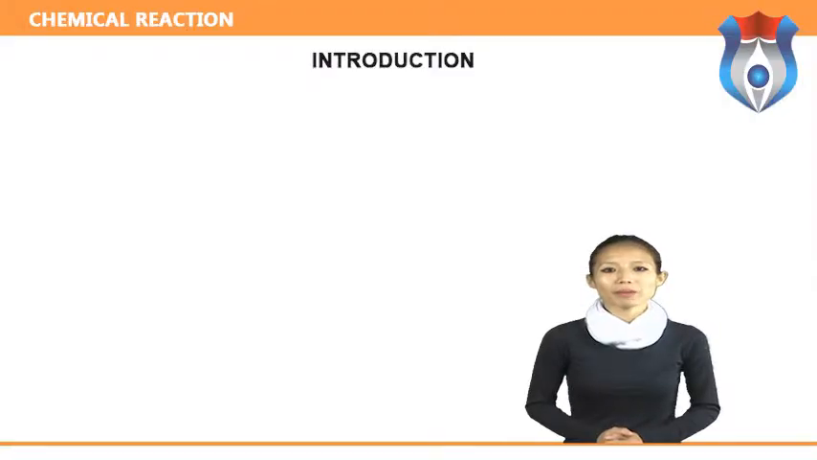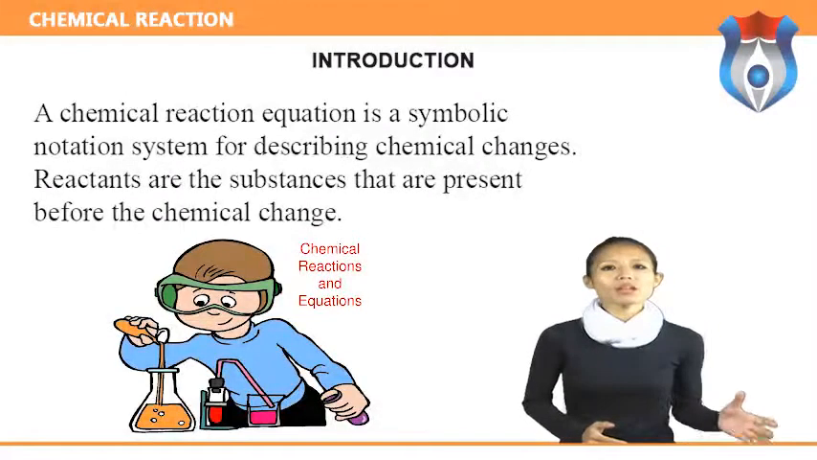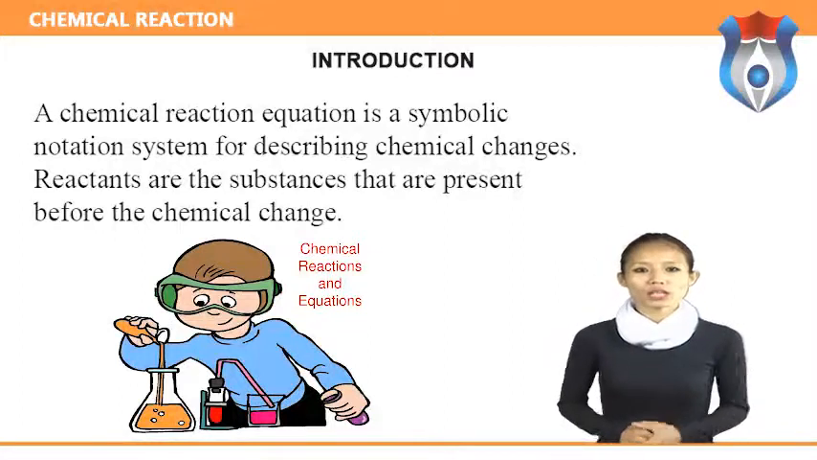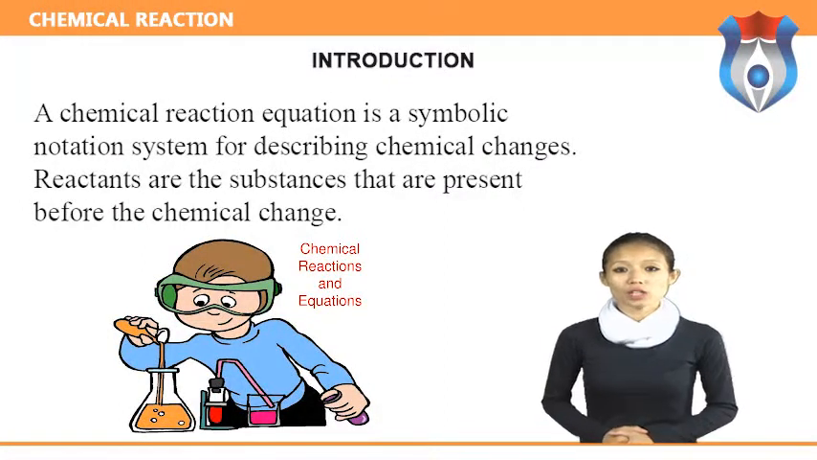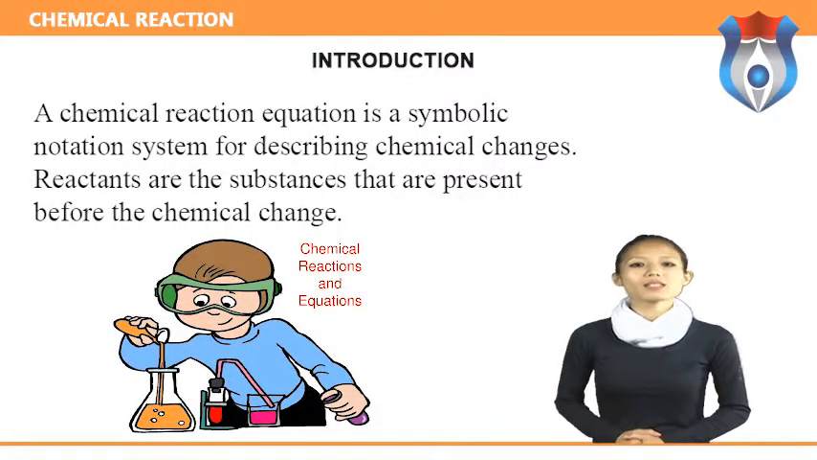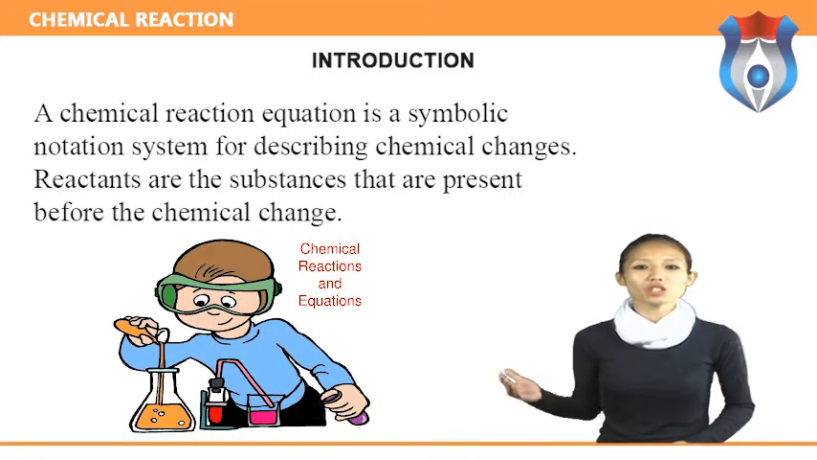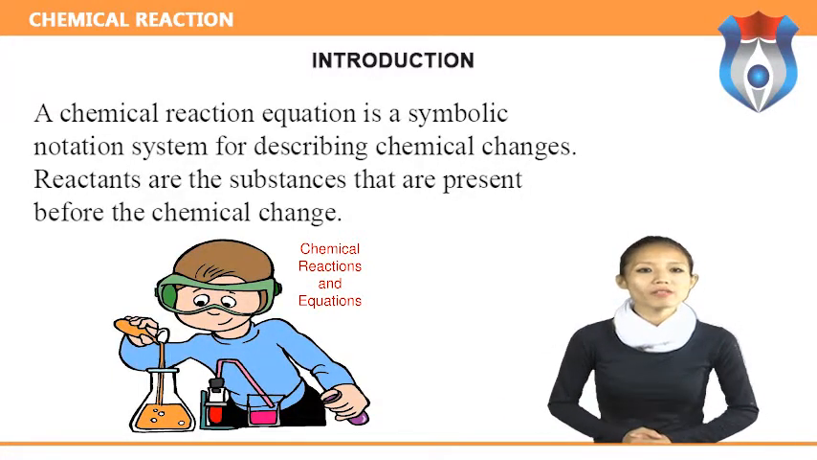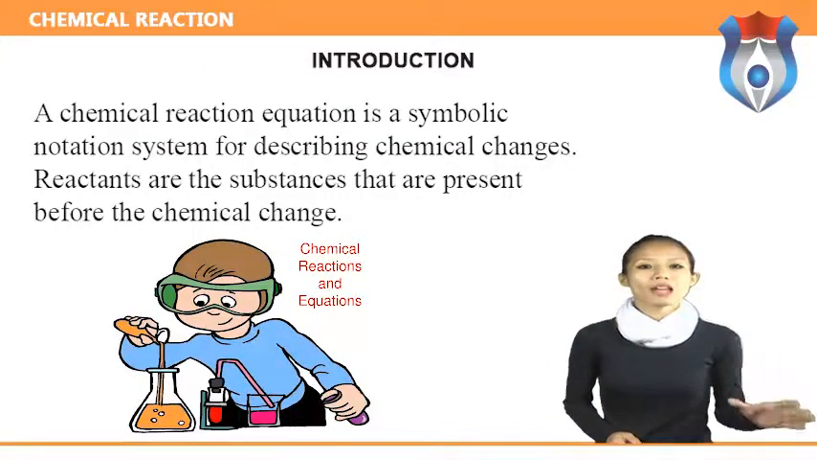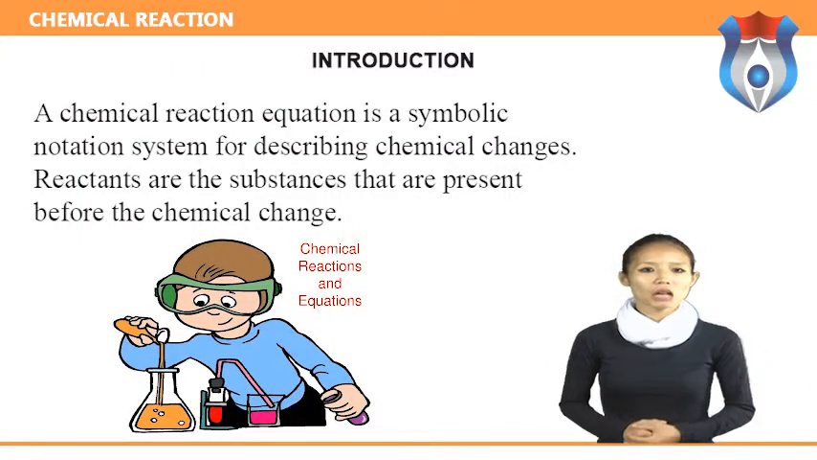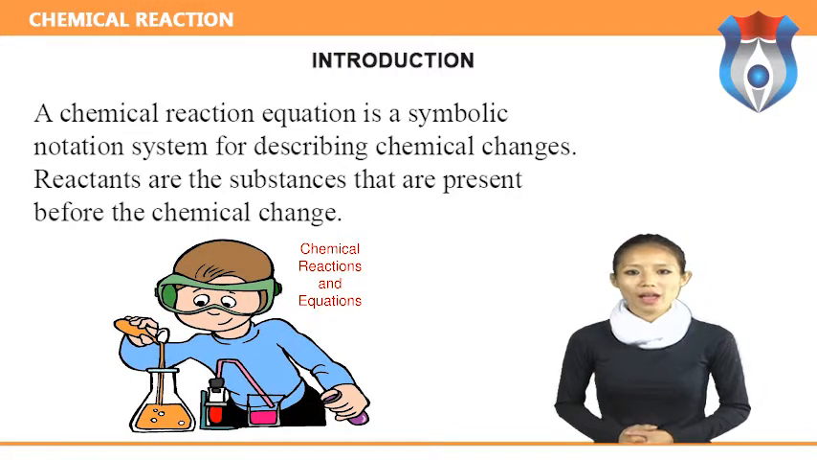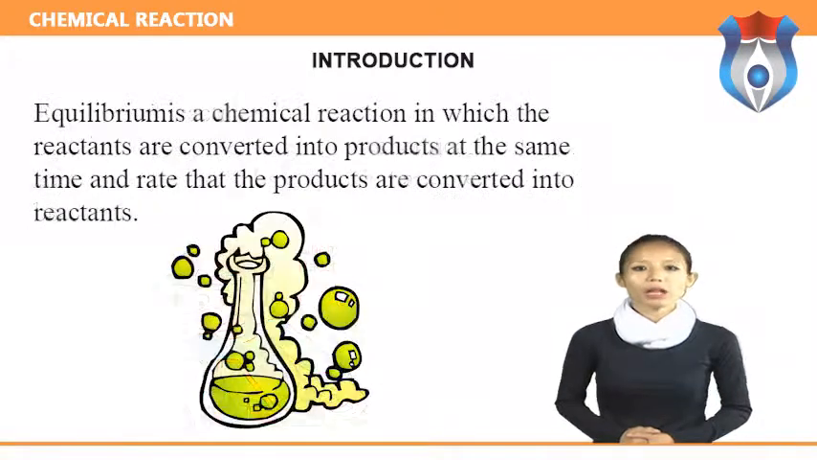Let's start with some basic definitions. A chemical reaction equation is a symbolic notation system for describing chemical changes. Reactants are the substances that are present before the chemical change. These are written on the left side of the reaction equation. The products are the substances that are present after the chemical change. These are written on the right side of the reaction equation. An arrow separates the reactants and the products.